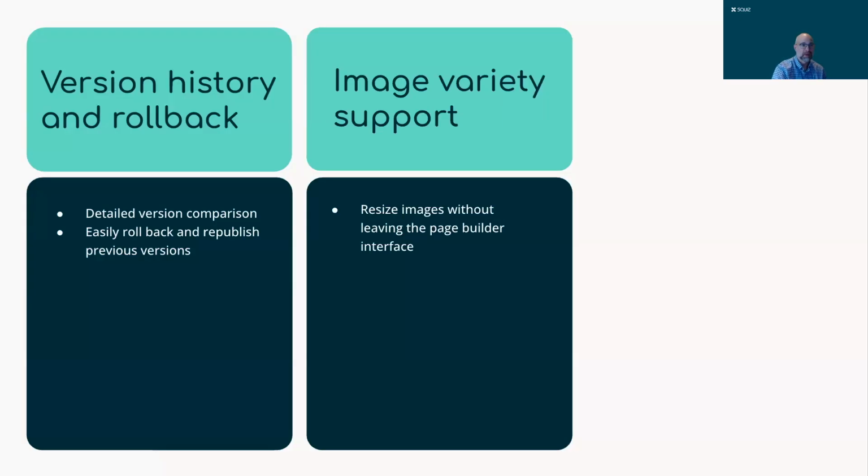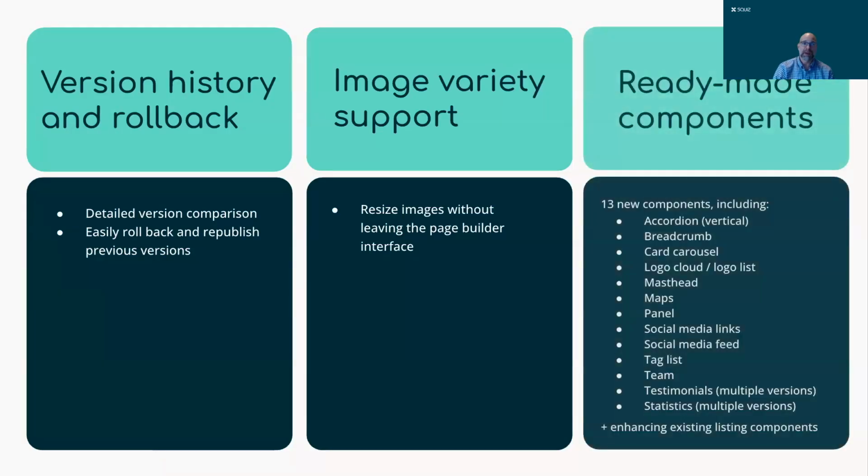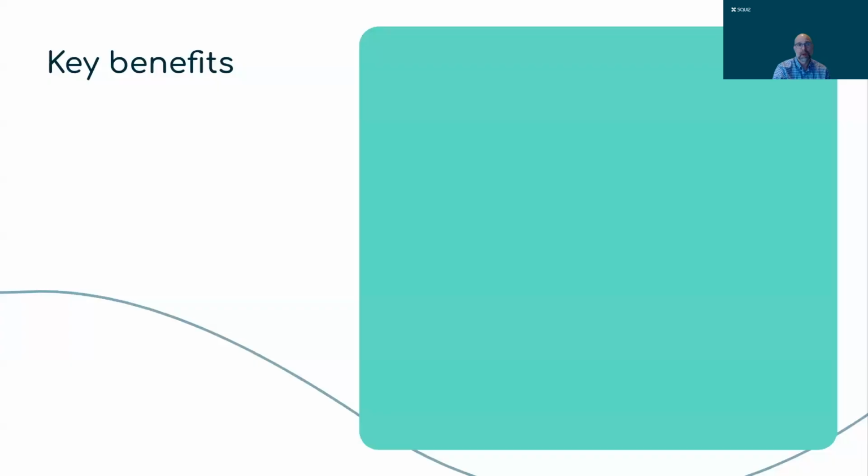And finally, we're expanding our core component library with new out-of-the-box components. These include card carousels, maps, testimonials, statistics blocks, and more. This library really empowers you to take the components, make any customizations needed, and start building web pages with them right away.